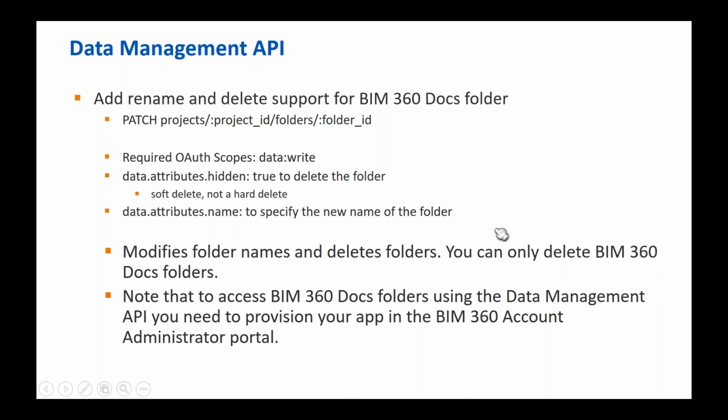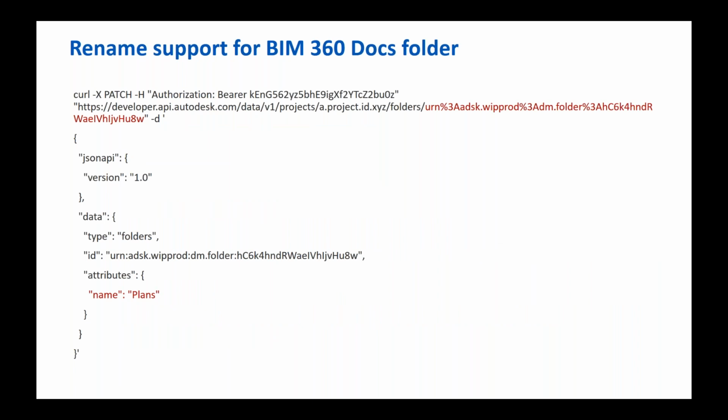And to use that API, like every other BIM 360 Docs API, you need to provision your account with the client ID of your application before you can use it. So here is an example of renaming a folder. What is important is highlighted in red. You give the URL of the resource that you want to patch, and then in the attributes property, you fill in a new name, with attributes name equal to whatever you want. And that will patch your resource with that new name.